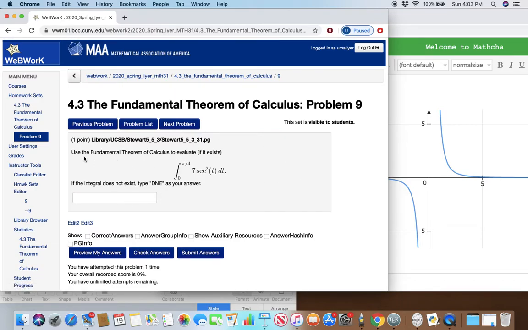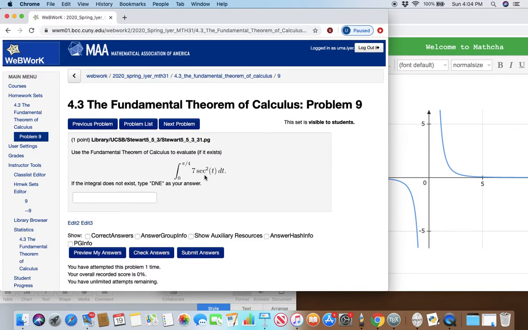Now, next question, problem 9. Use the fundamental theorem of calculus to evaluate the integral from 0 to pi over 4 of 7 secant squared t. Secant squared, secant is 1 over cosine. Cosine is 0 at pi over 2 and 3 pi over 2. Likewise on the negative side, negative pi over 2 and negative 3 pi over 2.